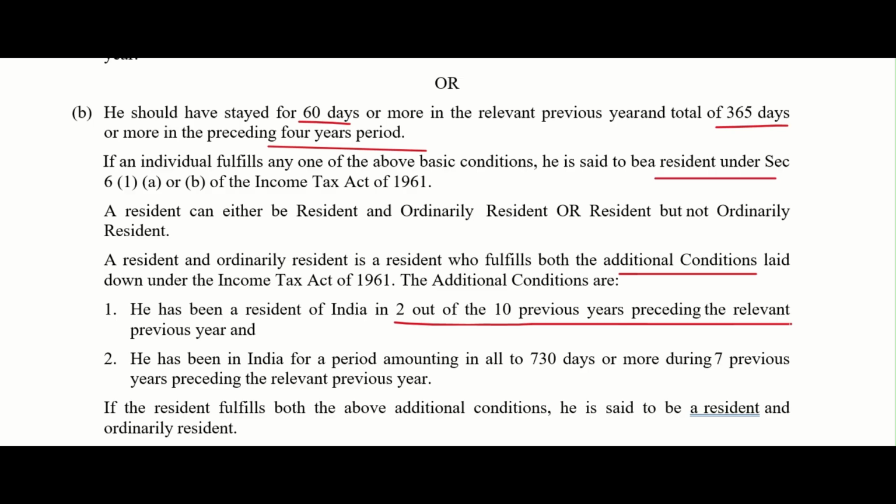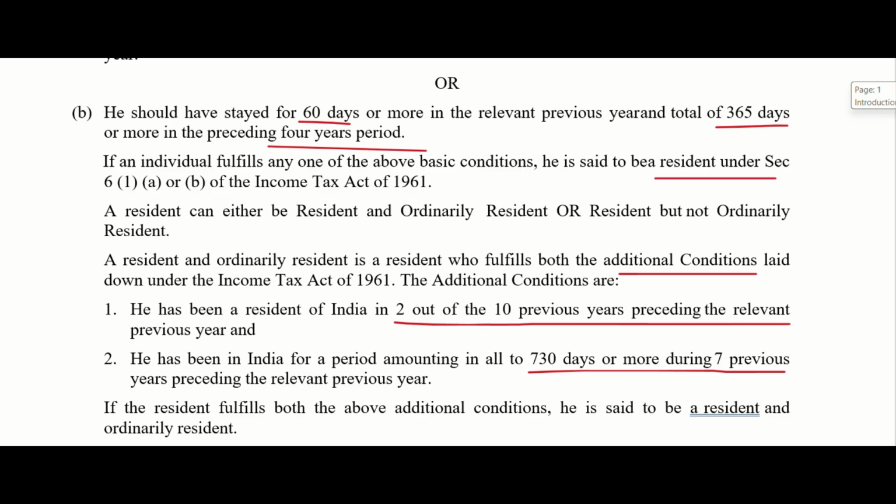And the second additional condition: he has been in India for a period amounting to 730 days or more during the 7 previous years preceding the relevant previous year. It means overall 730 days, and overall means it need not be continuous. For example, you can take 30 days in 2014, 100 days in 2016, like that. The total 730 days has to be counted preceding the relevant previous year.